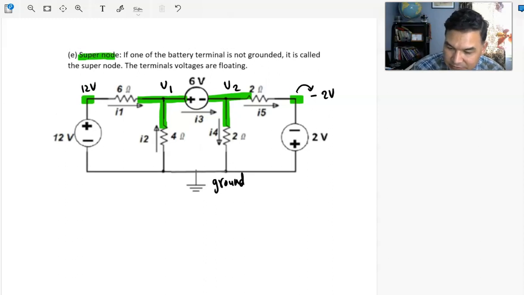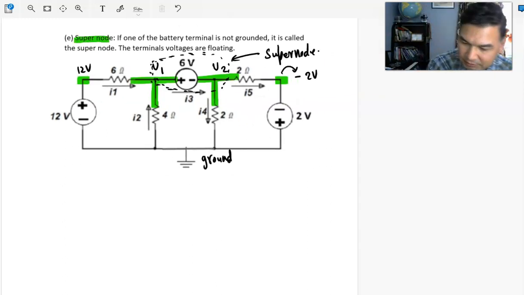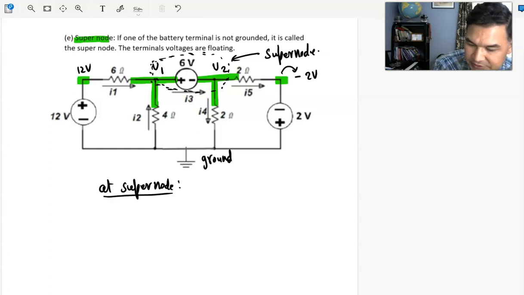And let's find that out. So this whole thing is called a supernode. This whole thing, this node together, is sometimes called a supernode. This we can also call a supernode. And then we can apply KCL at the supernode. Our first condition: let's apply KCL at the supernode. Make sure to put all the positive and negative terminals based on the given direction of the current.